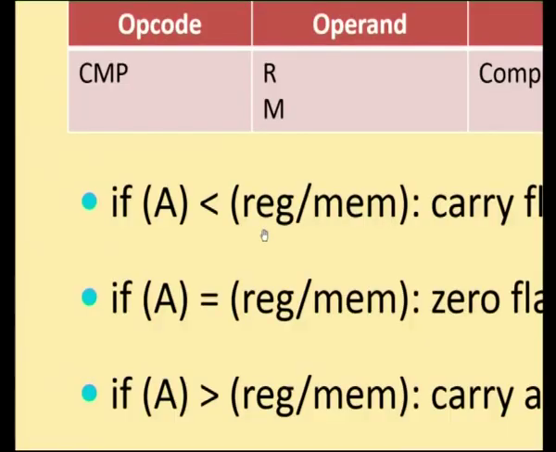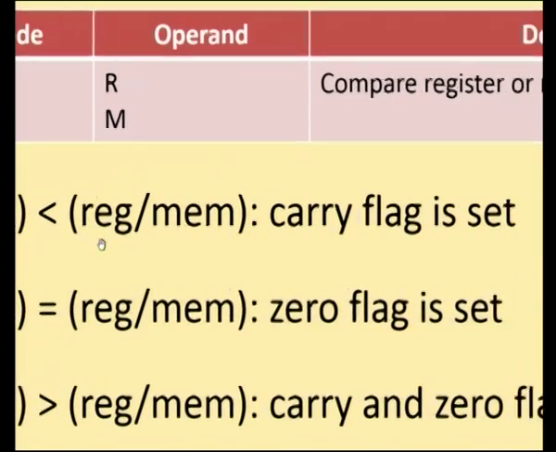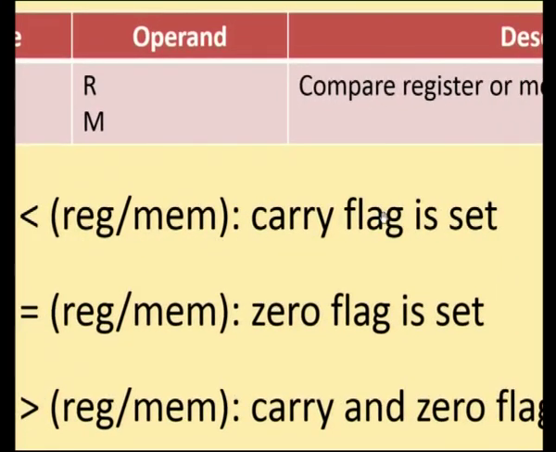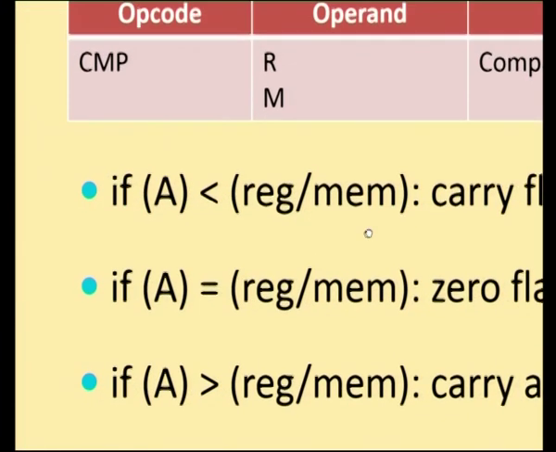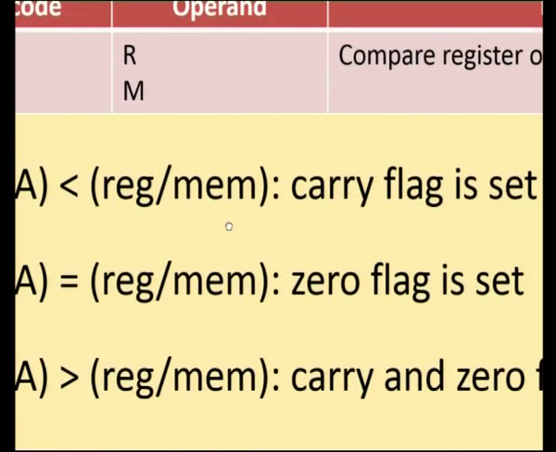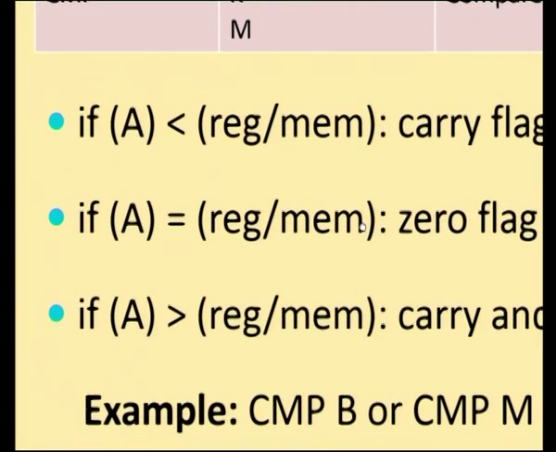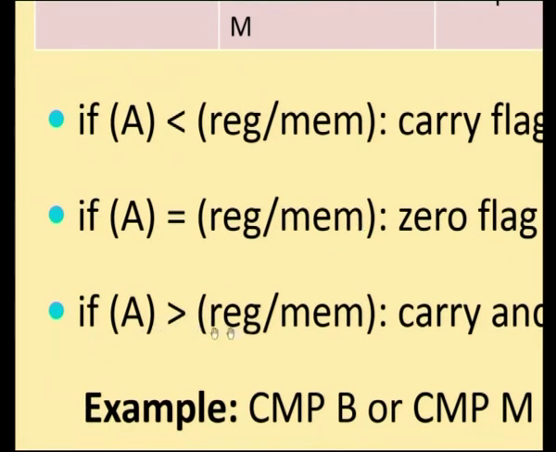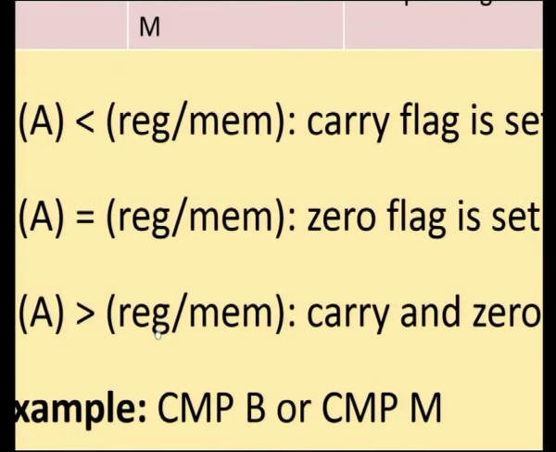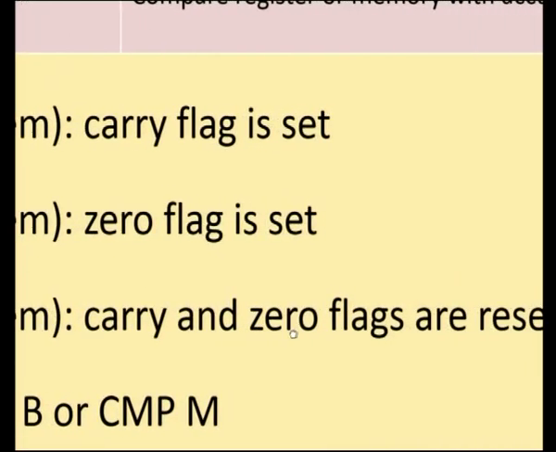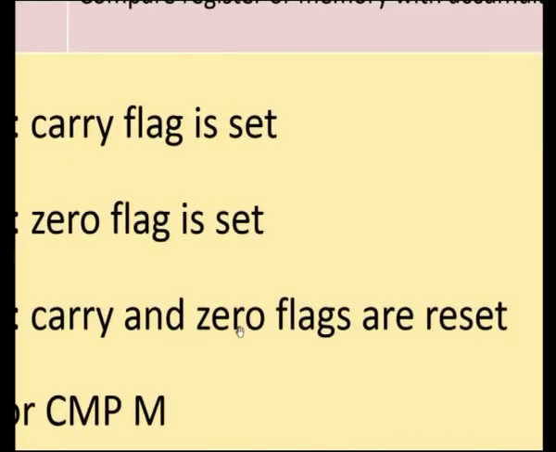The same thing can be performed with the accumulator and memory by using the CMP M instruction. So, based on the flag status, we can identify if A is less than the memory content or register content, the carry flag is set. If A is equal to the register or memory content, the zero flag is set. If A is greater than the register or memory content, the carry and zero flags both are reset.